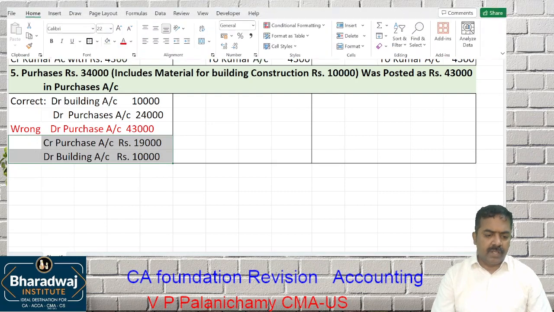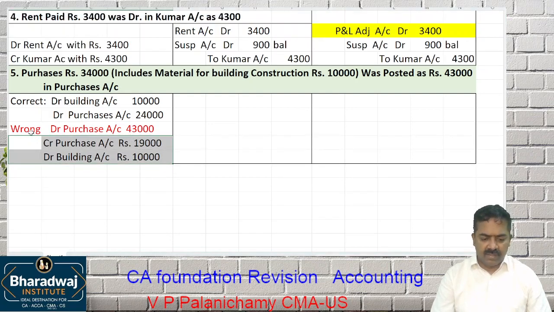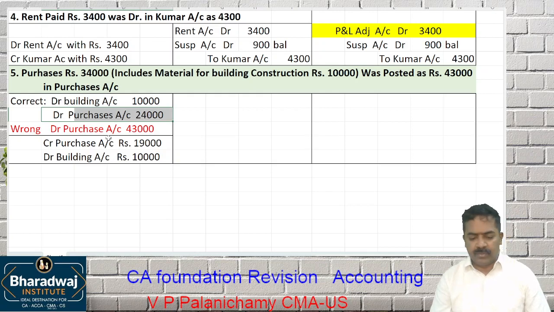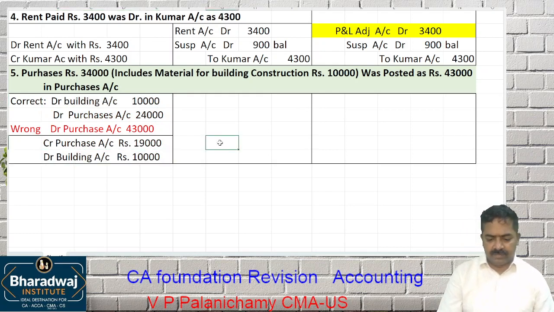Why are you crediting purchase account? We debited 43,000, but we should have debited only 24,000. Excess debit is removed. We should debit building account, debit that now.